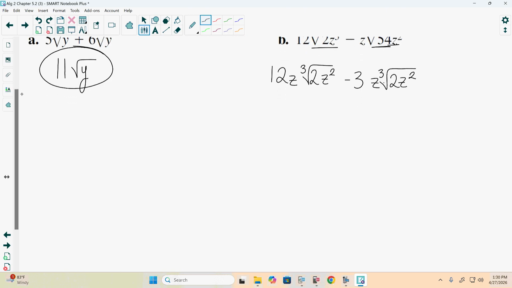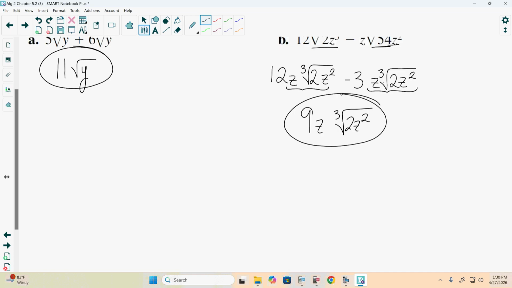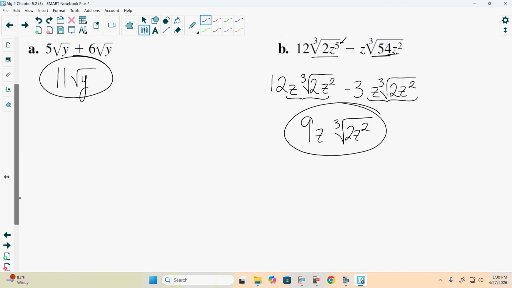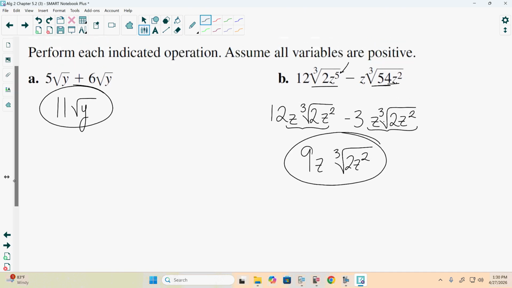So really it's telling me I have 12z cubed roots of 2z squared minus 3z cubed roots of 2z squared. Because the z cubed roots of 2z squared are the same, we're just subtracting 12 and 3. 12 minus 3 is 9. 9z cubed roots of 2z squared. Questions on this here? So really, if you noticed, I didn't tackle each one and see what simplified, break it down. I'm like, what does each one have that needs it to be the same? Because once I see that, we're good.